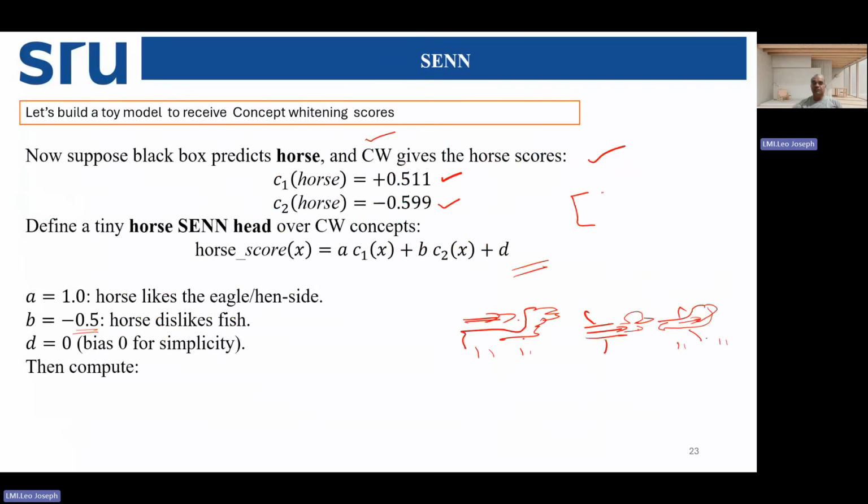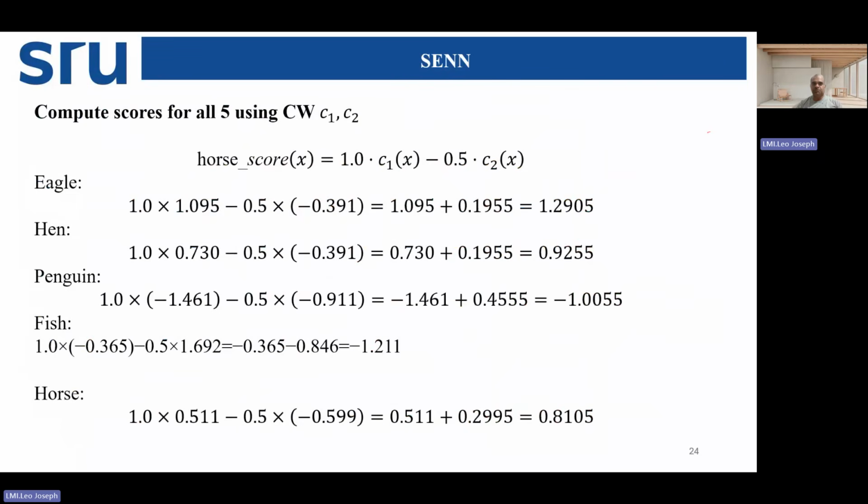That is the speciality of SENN. So if you give one new concept, meaning an already available concept, it will multiply. This is called self-explaining. It will explain itself. So according to the gained value about horse, it will redefine its already available things. That is called self-explaining. So 1 into 1.095 minus 0.5 into these things. So I am getting 1.2905. For hen also I am getting one value. For penguin also I am getting one value. And for fish also I am getting another value.